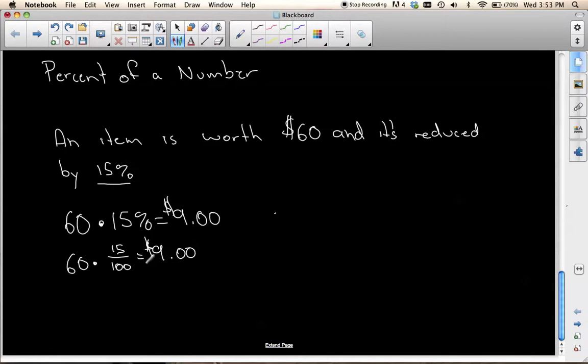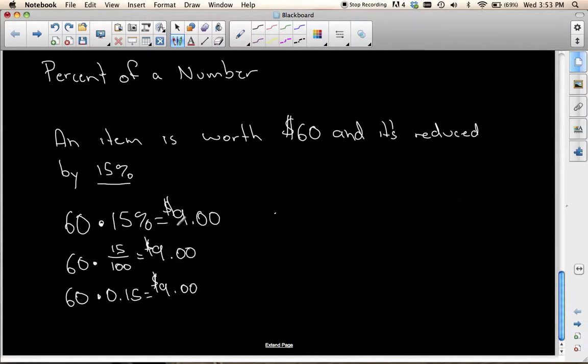And then even if that's not working, I could also do it as a decimal. So I can take 60 times 0.15 as a decimal, and that'll tell me that I'll save $9. So that's one way I can do it.